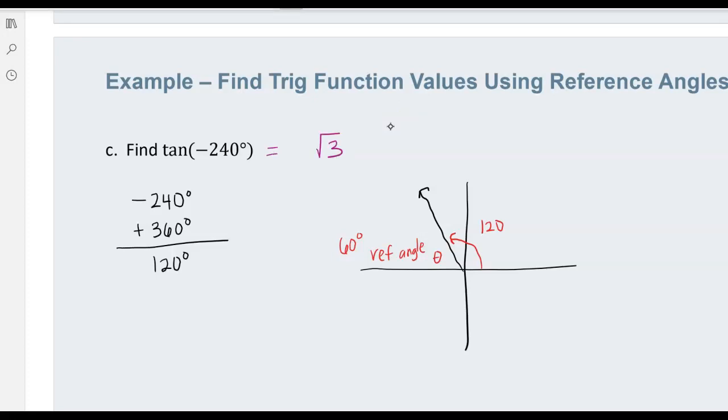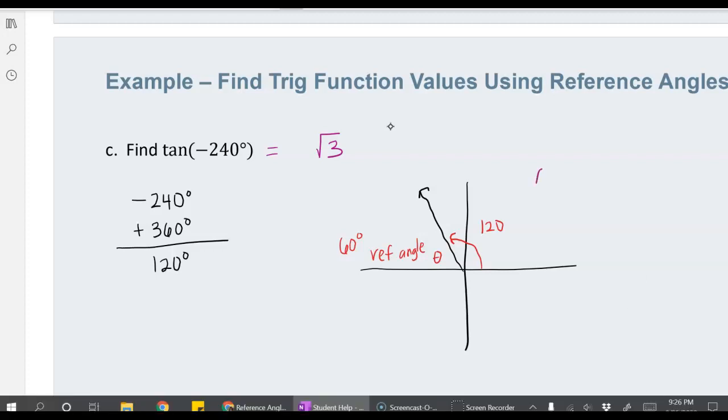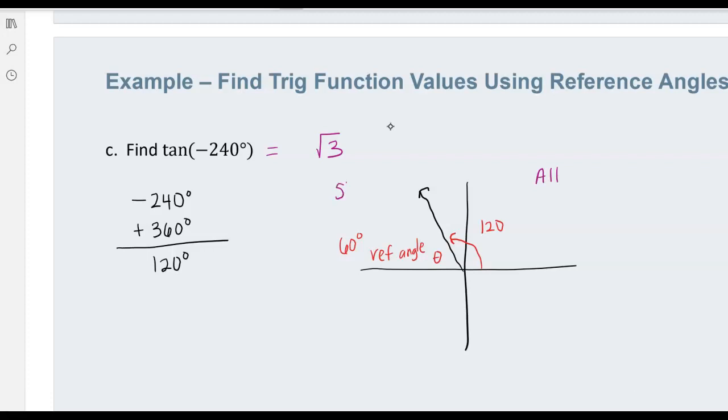Now we just need to decide whether that answer is positive or negative. In one of our videos, we talked about all students take calculus. So in the second quadrant here, sine is positive, but everything else is negative. And since this is tangent, we know that this is going to be a negative value.